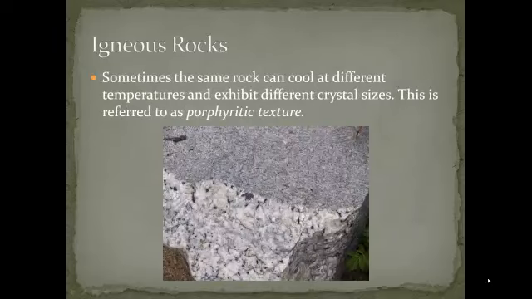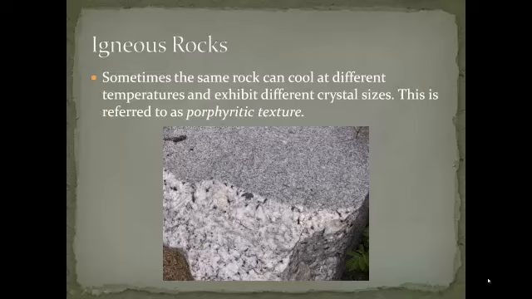Well, rock won't always cool at the same rate all the time. It can cool at different rates at different times. You have to remember, this cooling can take place over hundreds to tens of thousands of years. This isn't something that happens within a few days. And many times the rock can cool at different temperatures, and you can have different crystal sizes. This is referred to as porphyritic texture.